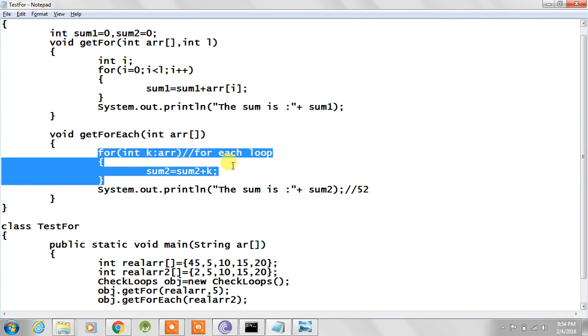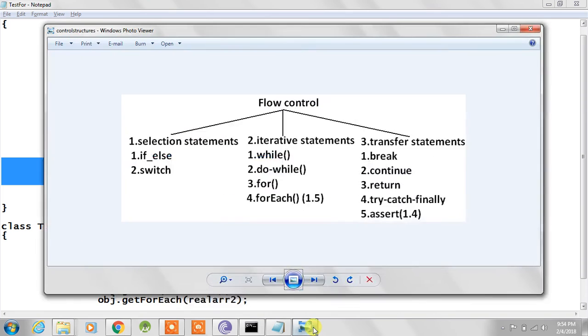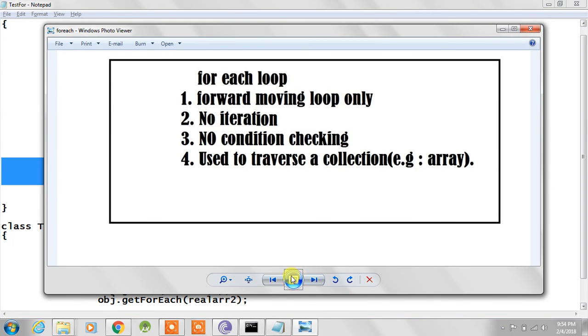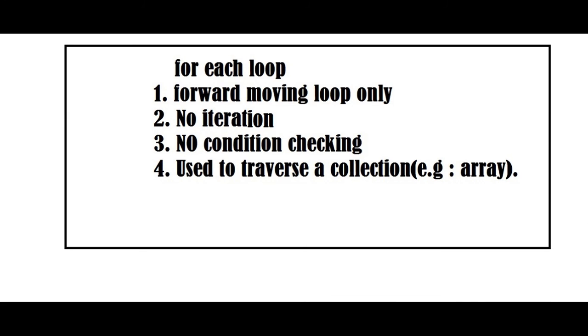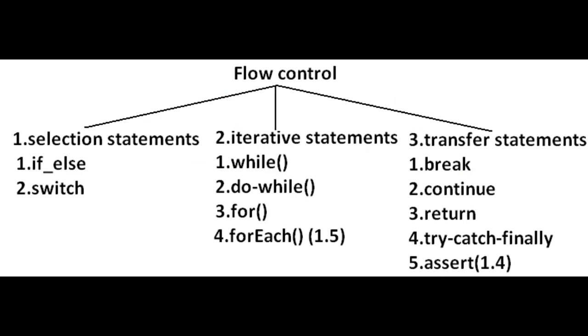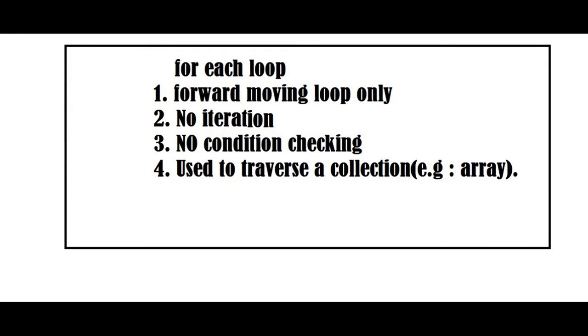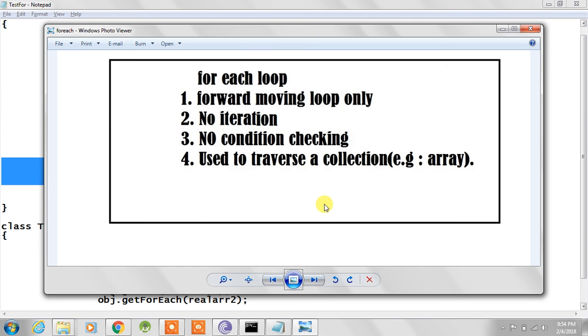We'll again see some key factors involved in the for each loop. So these are the key factors: a for each loop always moves forward. It's a forward moving loop only. There is no iteration involved, and there is no condition checking. It is used to traverse a particular collection only.